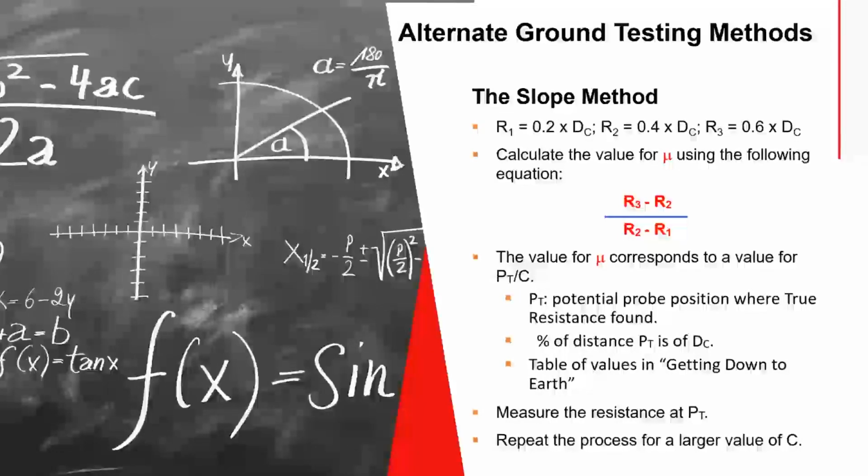Another confidence factor, just to keep in mind, you may not find the slope coefficient. Your mu value may not be on the provided industry standard tables at all. And if that happens, then that tells you, okay, your test setup just didn't work. You have to go back and start over. Most likely that will happen if your current probe is contained completely within the electrical hemisphere of your test ground.